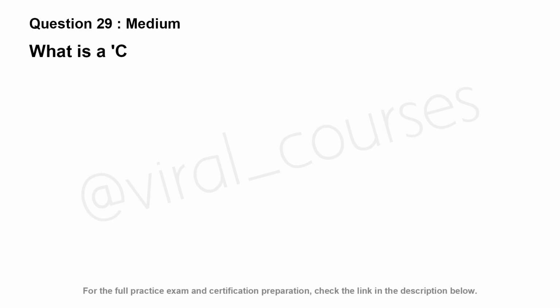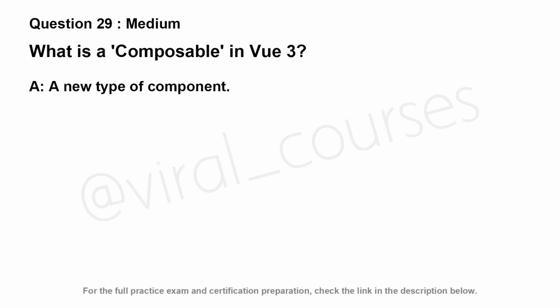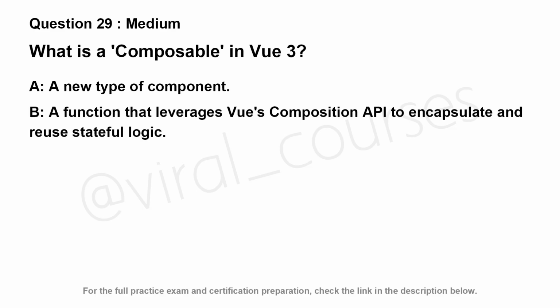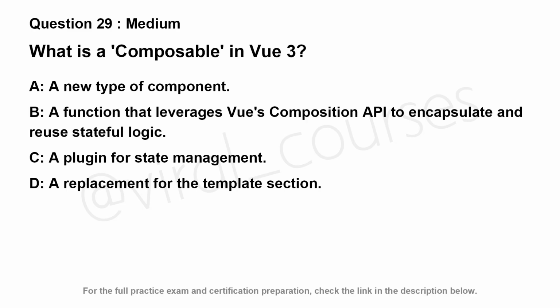What is a composable in Vue 3? Option A. A new type of component. Option B. A function that leverages Vue's Composition API to encapsulate and reuse stateful logic. Option C. A plugin for state management. Option D. A replacement for the template section.